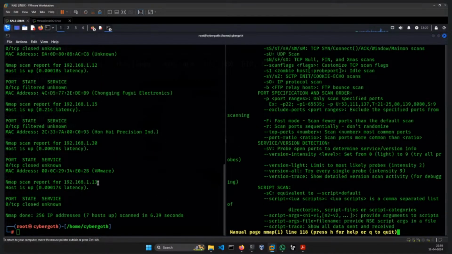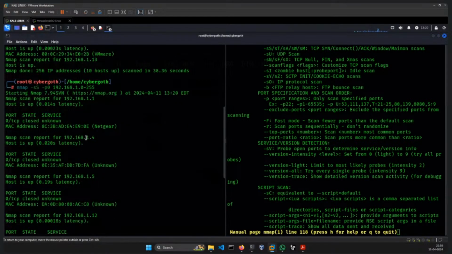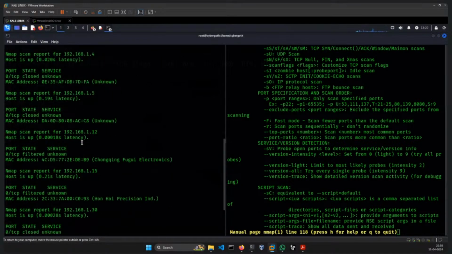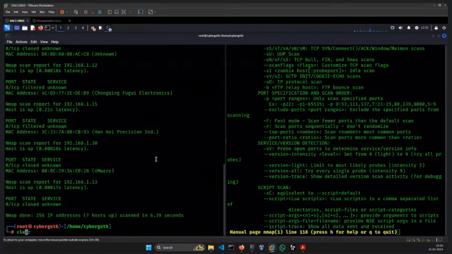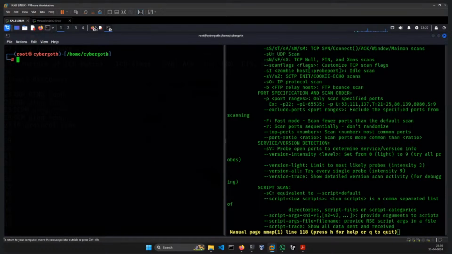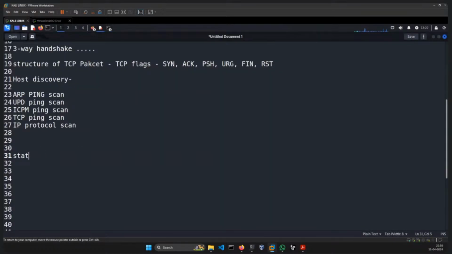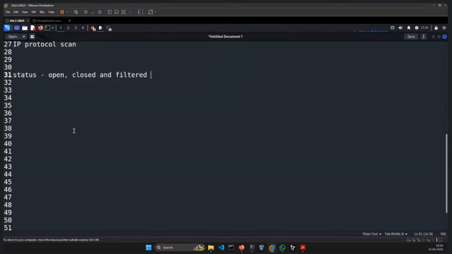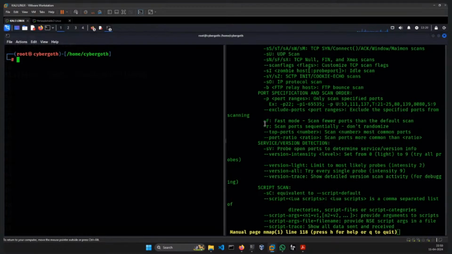Okay. So here you will see D0 TCP closed unknown. So the ports and the states are closed. Now before you can understand the output of the Nmap result, you have to know about the status, right? So there are three statuses: open, closed, and filtered. By the name of it only you can understand the purpose. Open means the port is open, closed means the port is not working or responding, and filtered means a firewall is preventing your packet, right?